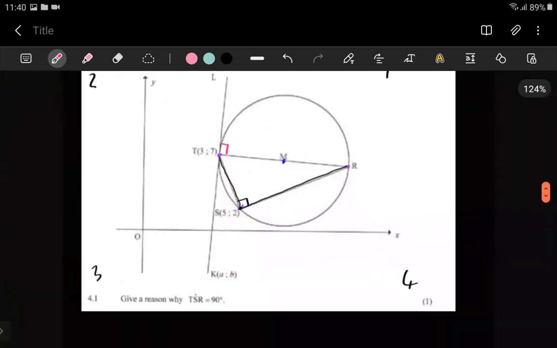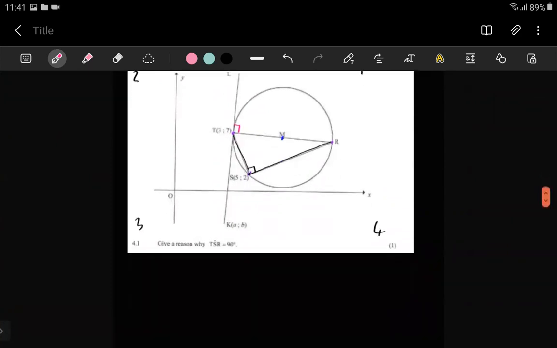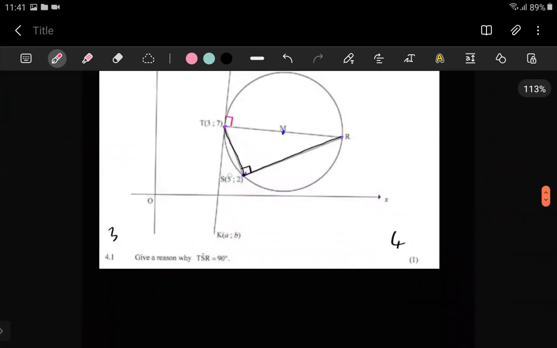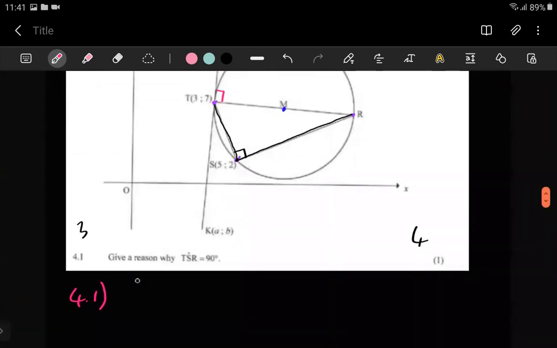Okay, they said here for 1 mark, give a reason why TSR is a 90-degree angle. So what we said in the beginning is what we need to say here. This angle is 90 degrees because, we can say one of two things, they are both correct ways to say it. The first thing we can say is that TSR is an angle in a semicircle.